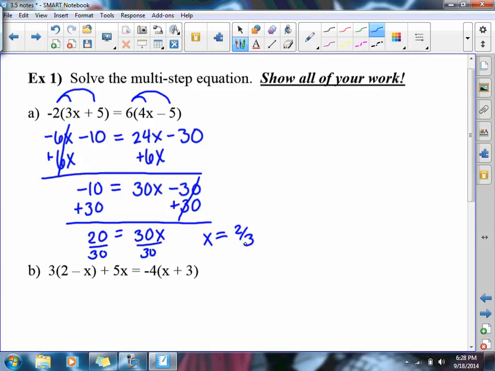2/3. When I reduce 20 over 30, that reduces down to 2/3. And those 30s cancel there. And I can leave my answer as a fraction. That's okay. 2/3 is as reduced as it can get. If you wrote that as a decimal, you'd get a repeating decimal, so it's actually a little bit better to leave him as a fraction.